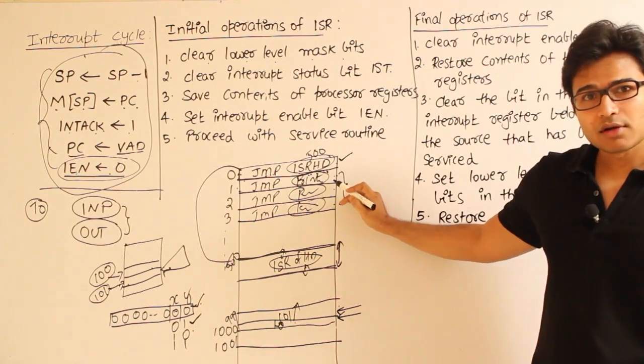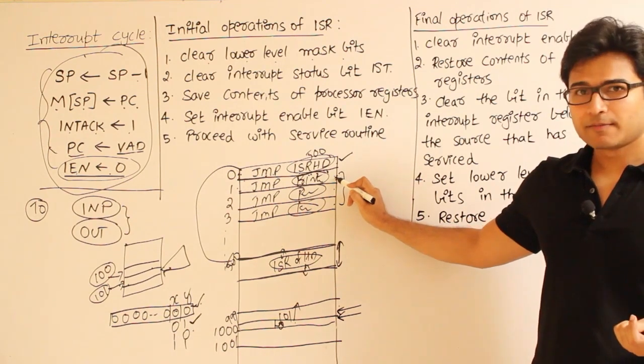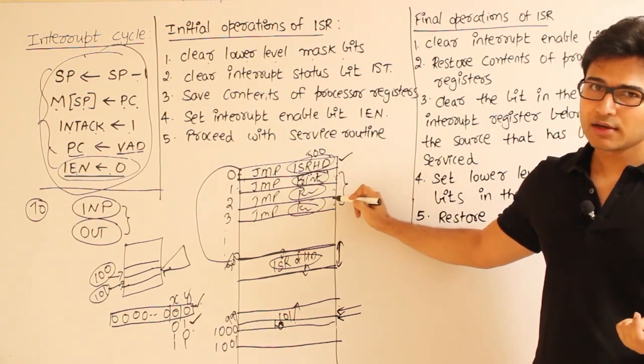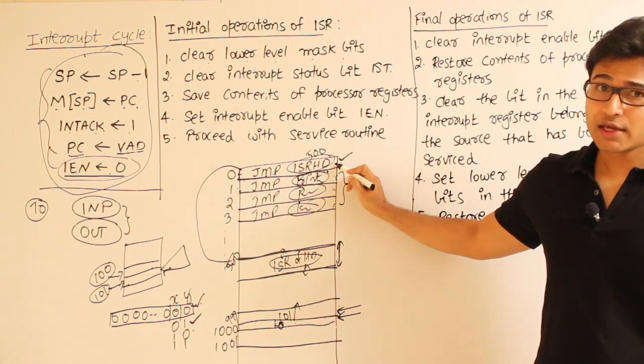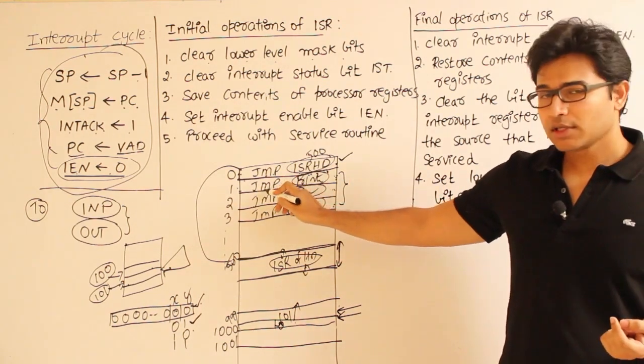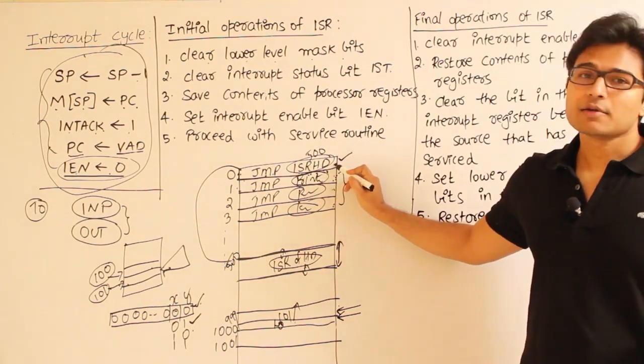In case you are providing the service to the printer, you have to clear only these 2 bits, reader and keyboard. You need not clear this one. That one has to be left as 1. Why? Because if you are executing the interrupt service routine of the printer, the hard disk can interrupt you, right?